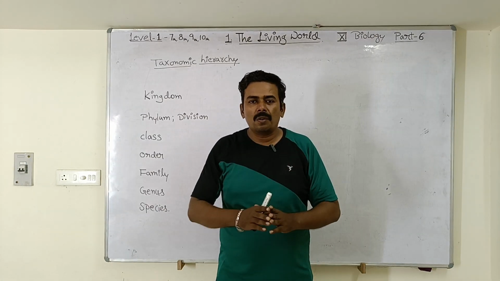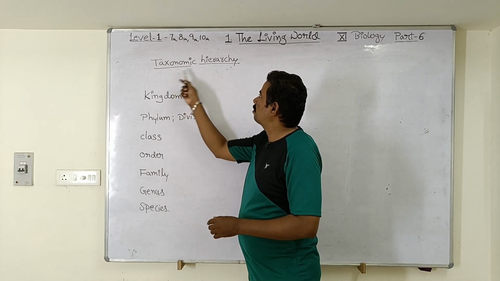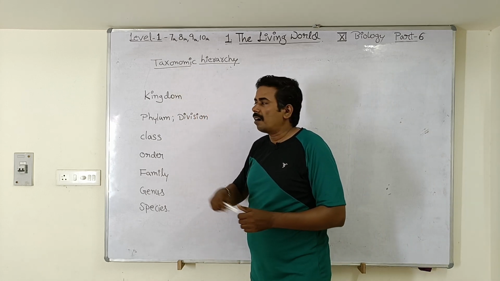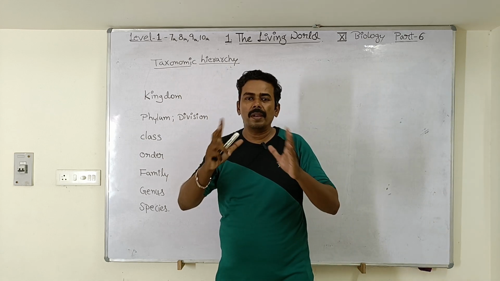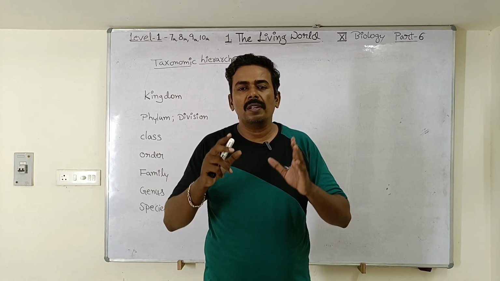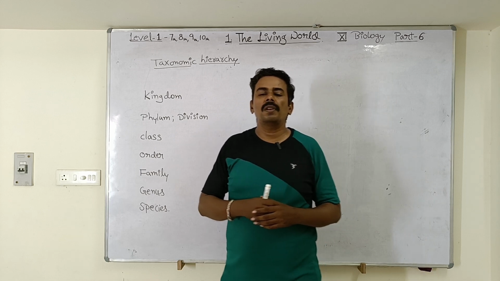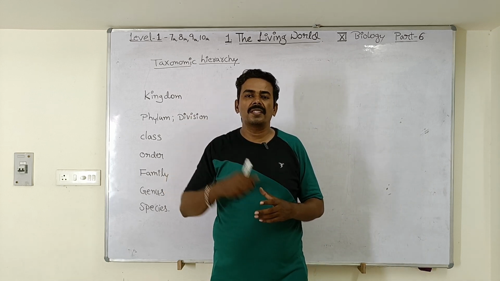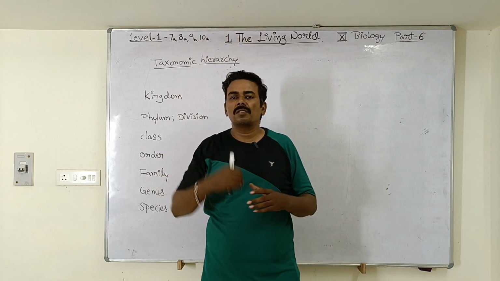So students, now we are going to discuss a very important topic, taxonomic hierarchy. In order to understand this term, I will use a simple example. Let us consider a school. Who will be the head of the school? The correspondent will be the head of the school, responsible for all the financial activities. The correspondent will be in the topmost level in the school.